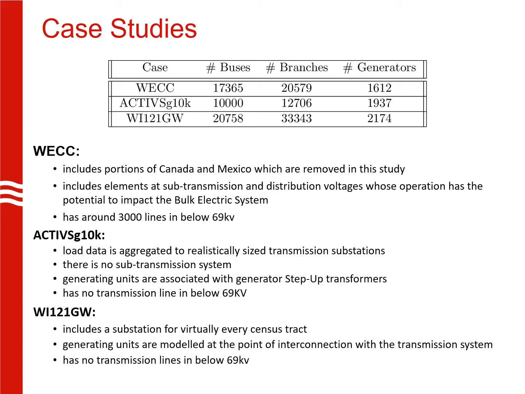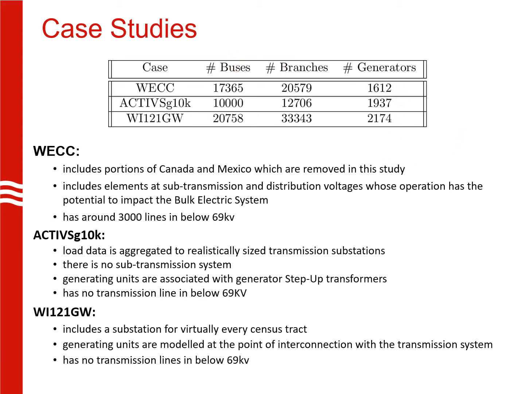The test cases that we used are two synthetic cases on the footprint of the Western United States. ActiveSG is from Texas A&M University, and WI 121 gigawatt is from University of Wisconsin-Madison. And we compared these two synthetic cases to the actual model of the Western United States, which we know as WECC. As you see in the table, they differ in terms of number of buses, branches, and generators.